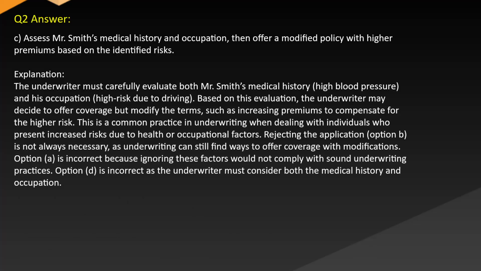Answer. C. Assess Mr. Smith's medical history and occupation, then offer a modified policy with higher premiums based on the identified risks. Explanation. The underwriter must carefully evaluate both Mr. Smith's medical history, high blood pressure, and his occupation, high risk due to driving. Based on this evaluation, the underwriter may decide to offer coverage but modify the terms, such as increasing premiums to compensate for the higher risk. This is common practice in underwriting when dealing with individuals who present increased risks due to health or occupational factors.